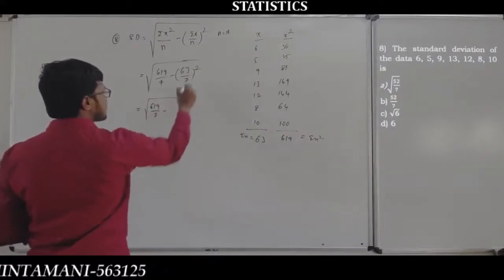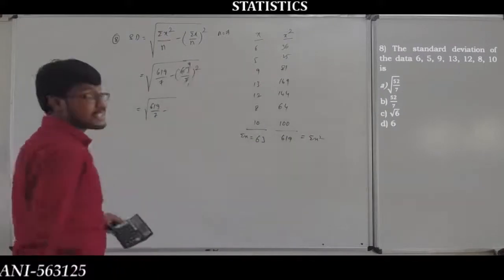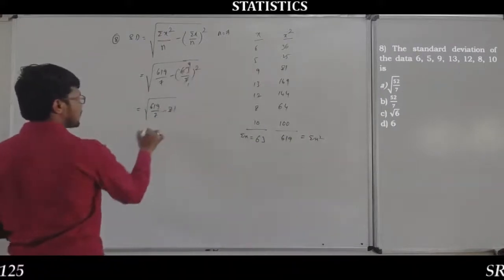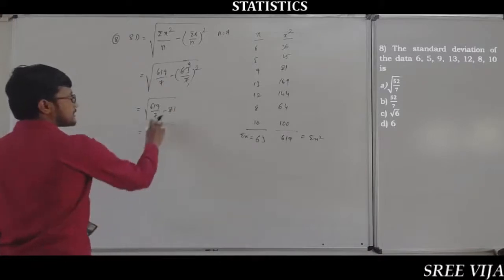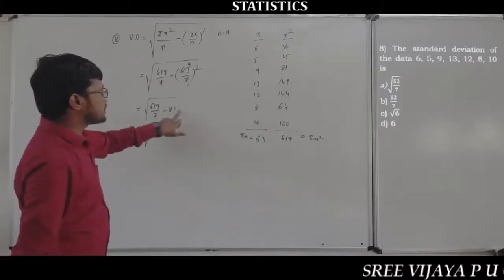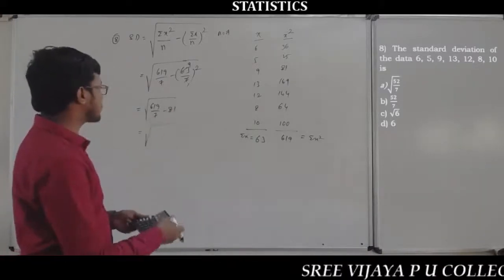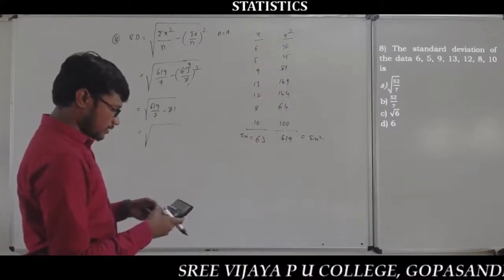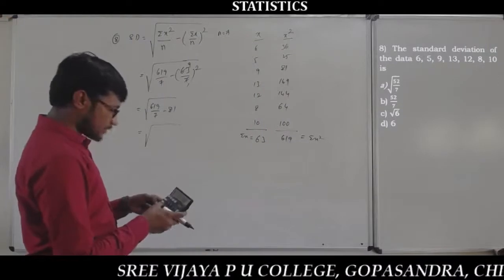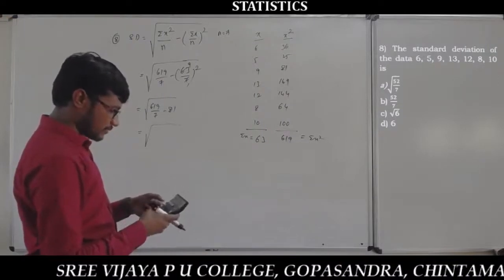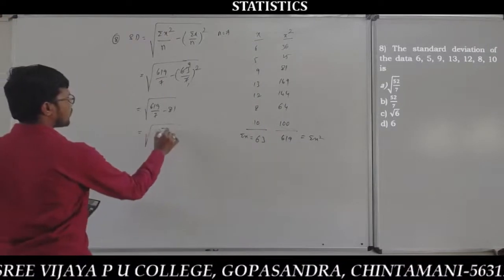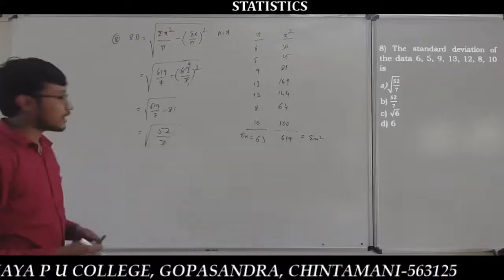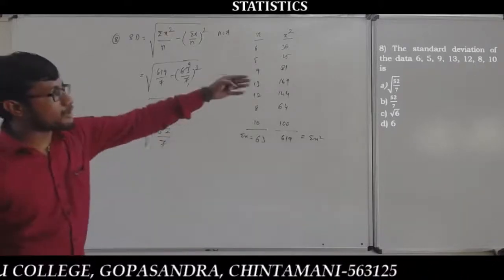619 by 7 minus, 7 nines are 63, so that is 9 nines are 81. Root of 7 into 81. 7 ones are 7, 7 eights are 56. So 619 minus 567 is 52. We'll get root of 52 by 7. Okay, so root of 52 by 7, is that in the options, right?